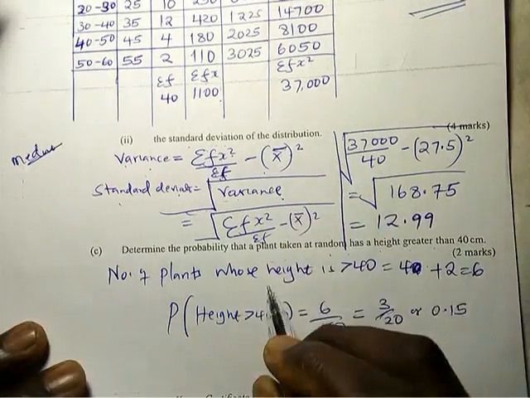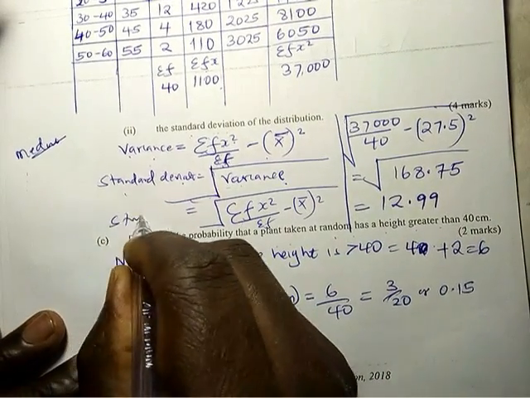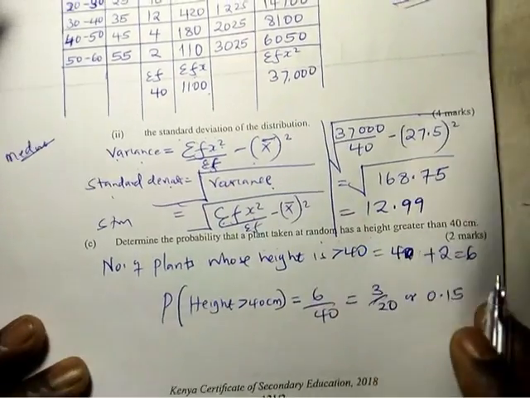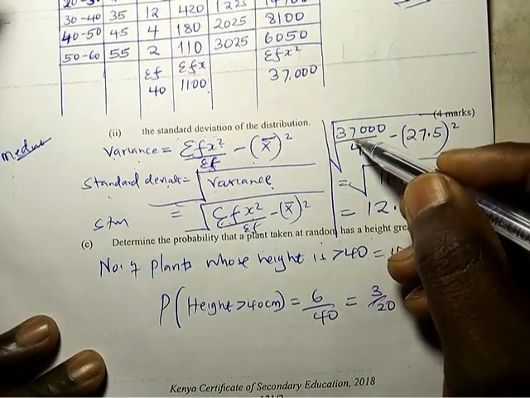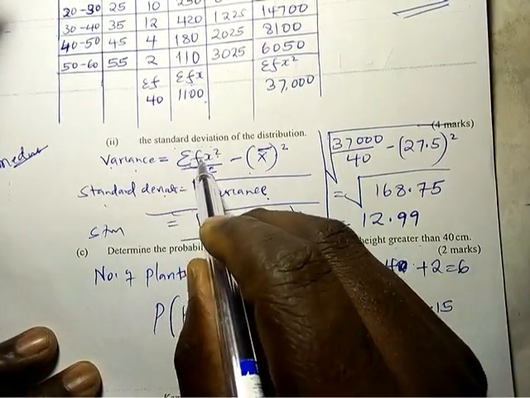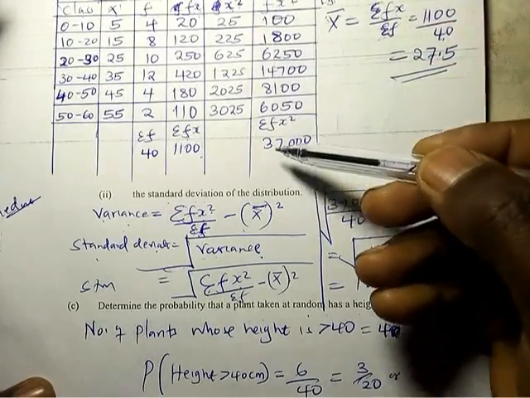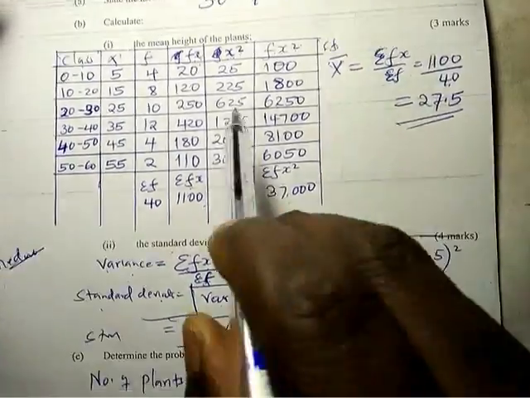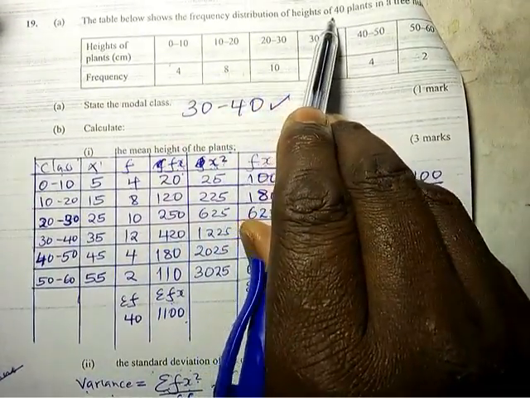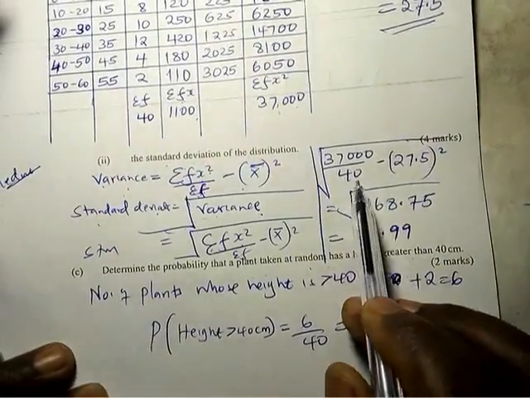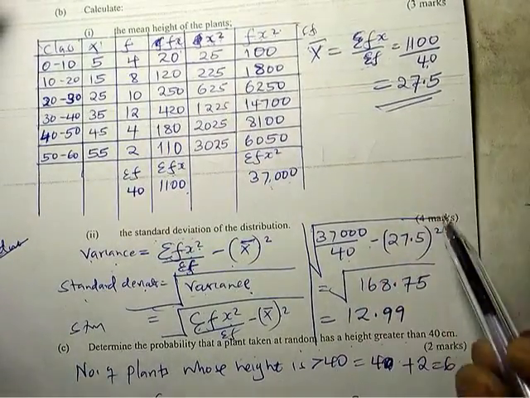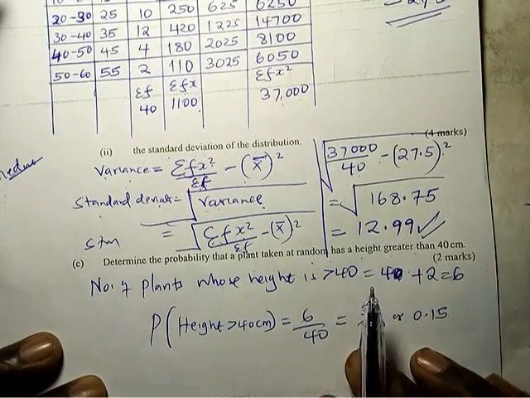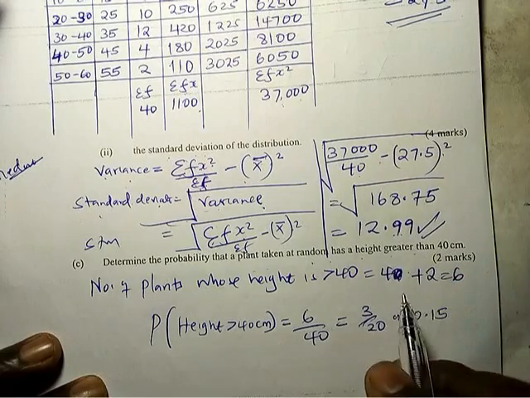Okay. So that means standard deviation equal to the square root of this, the variance. So that is now summation fx, the sum is adding all, this gave 37,000, divided by the total sum, which was 40, the total frequency is 40, divide by 40 minus the mean square. So that one gives us the standard deviation as 12.99.